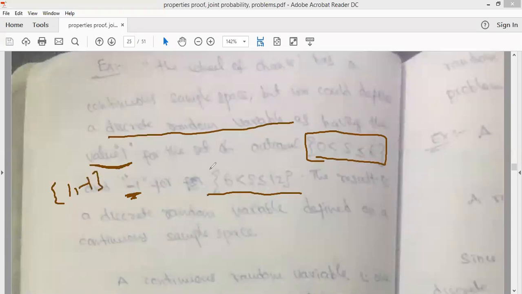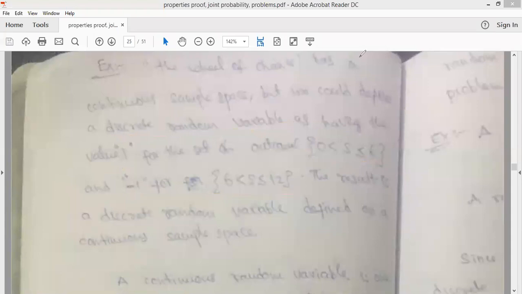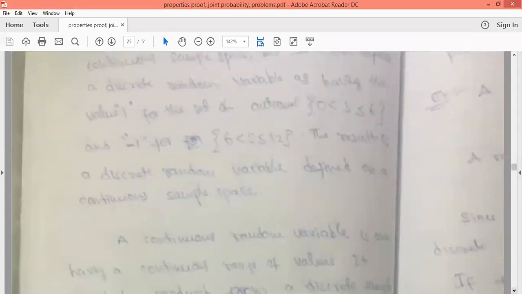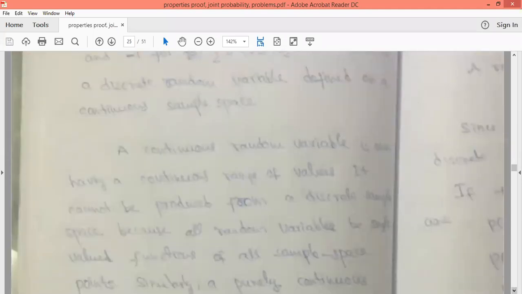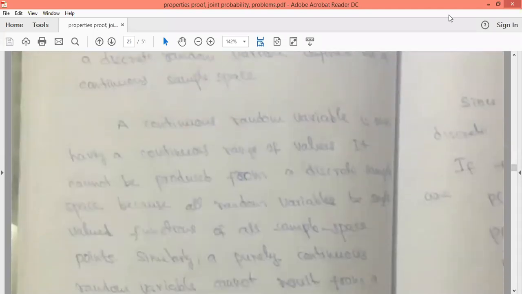Whereas the sample space, if you see, is a continuous sample space. So if you have a continuous sample space, you can get a discrete random variable. So for a discrete random variable, the sample space can be discrete, continuous, or even a mixture of discrete and continuous.